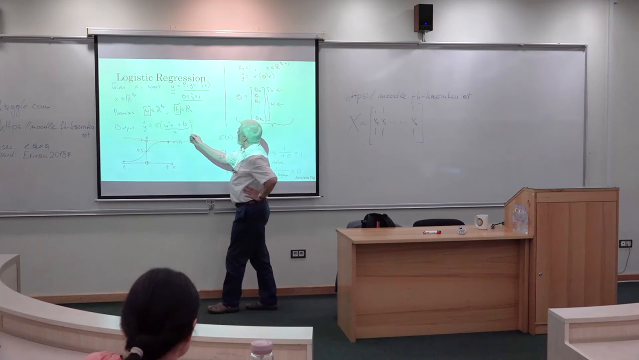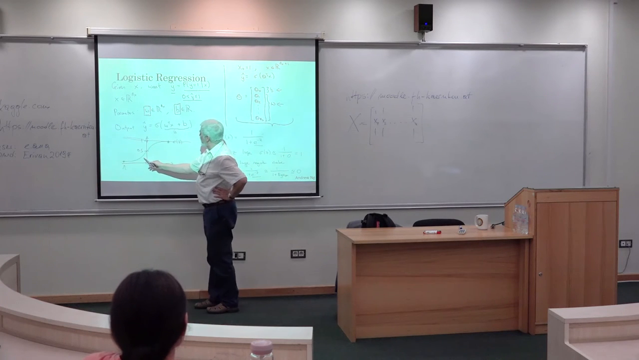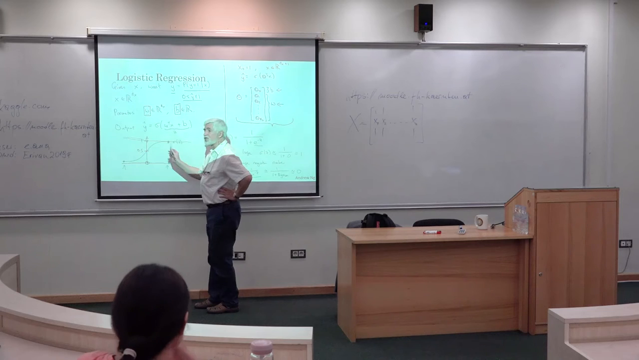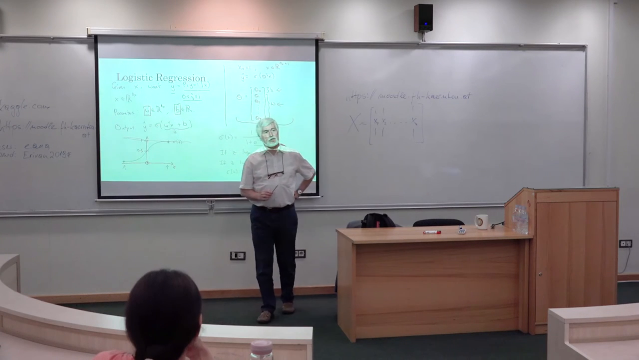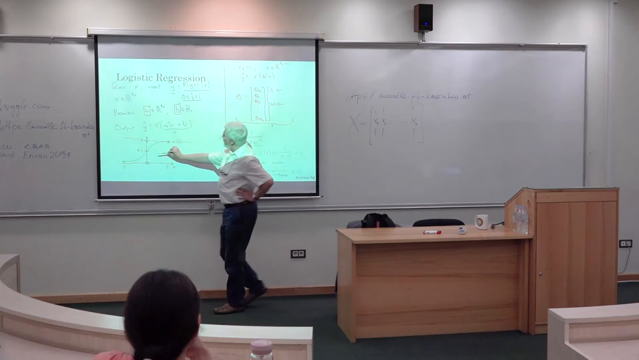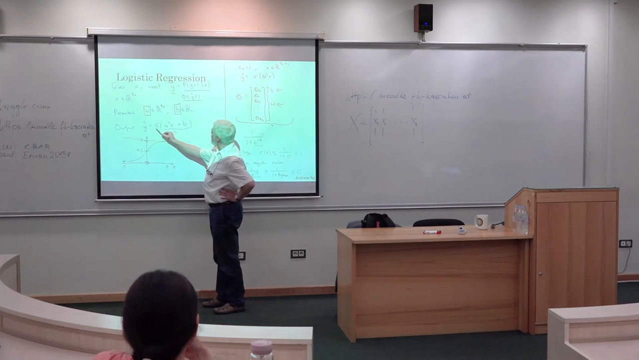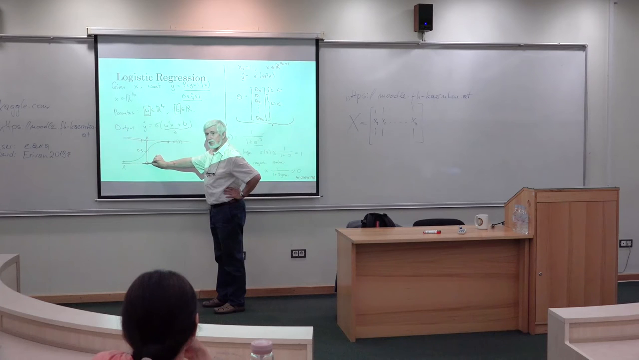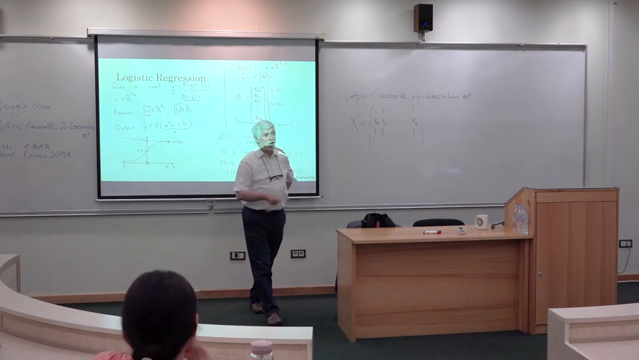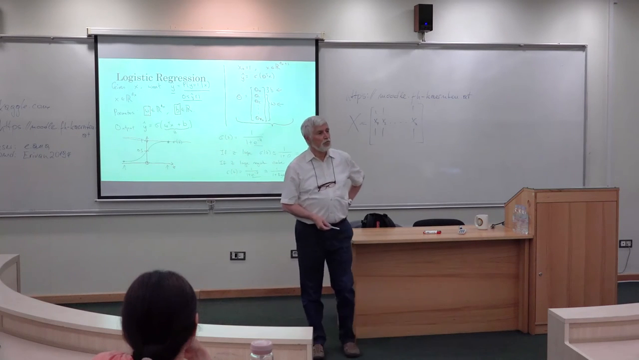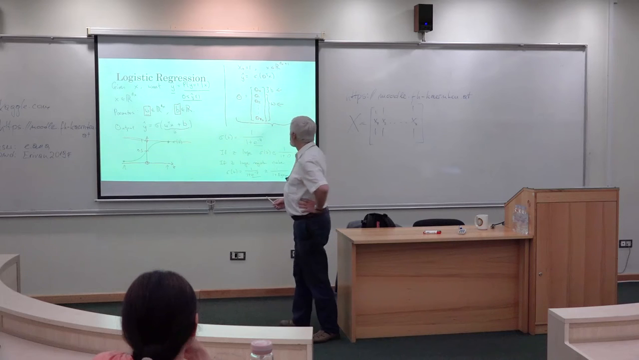So for every input we get a value on this function. And now we can make a decision: if the value of sigma of z is less than 0.5, then the output is 0. And if the value of sigma of z is greater than or equal to 0.5, then the output as a classification is 1. That's the way this is working.